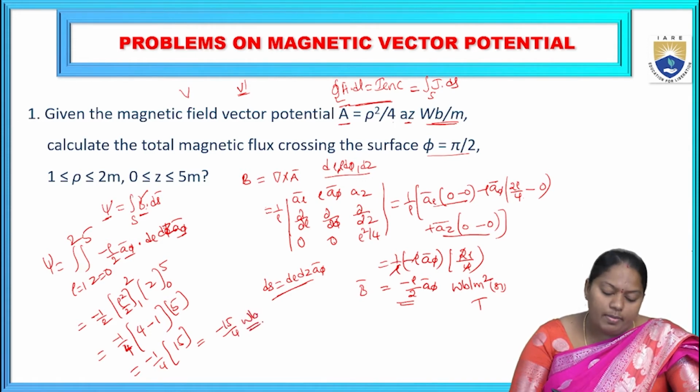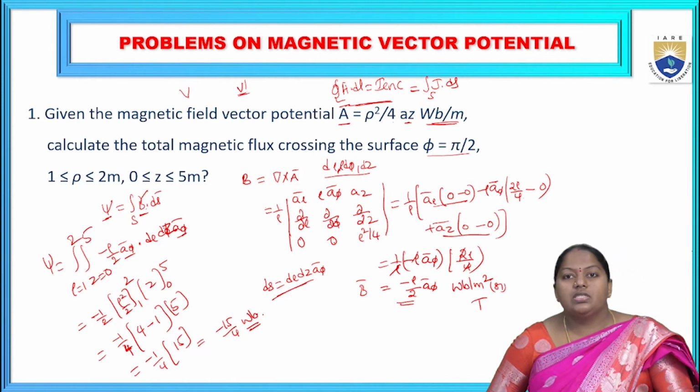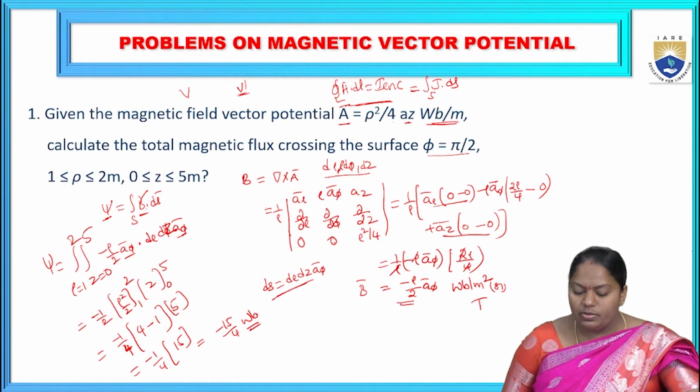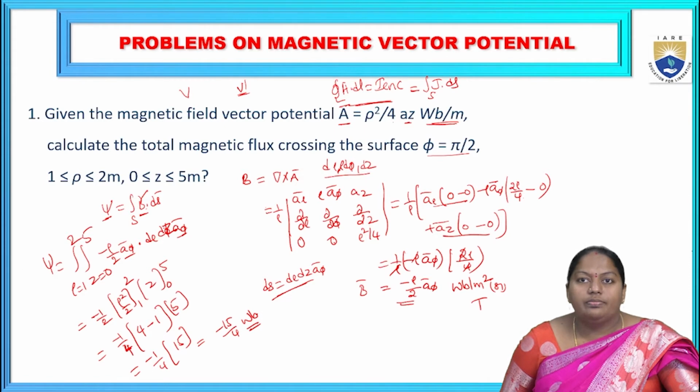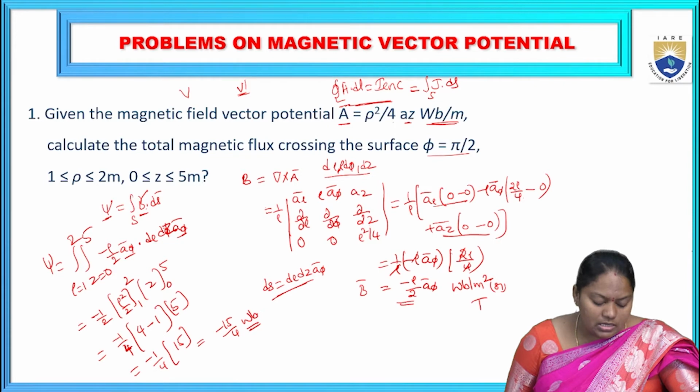Okay, so magnetic flux can be measured in Webers and its value is given as minus 15 by 4. Right? So this is the way we can calculate with the help of the vector magnetic potential how we evaluate the magnetic flux density. From the flux density, how we are going to find the flux crossing that surface. Right? So this is the example for the magnetic vector potential.